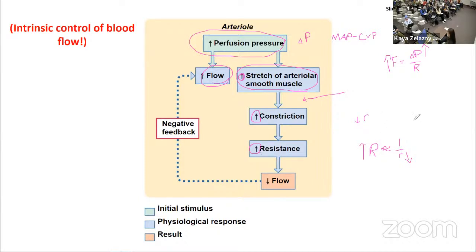And then we can go back to our main equation again, right? So our flow is equivalent to our difference in pressure, that perfusion pressure, divided by our resistance. So now if we are increasing our resistance, I'm going to pick another color. Now that we've increased the resistance, this is going to create a decrease in the flow. Okay. So this is all a negative feedback adjusting that flow rate through whatever part of the body we're talking about.